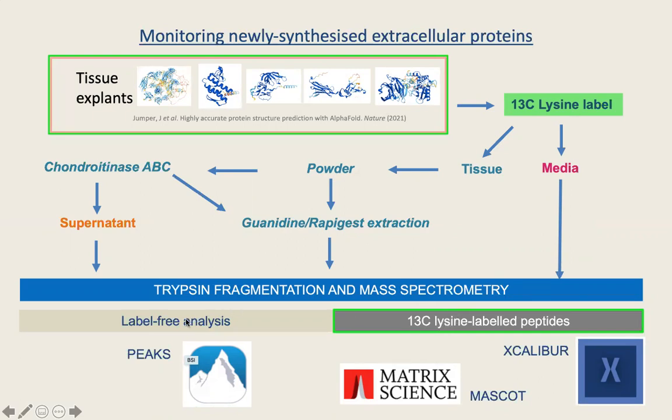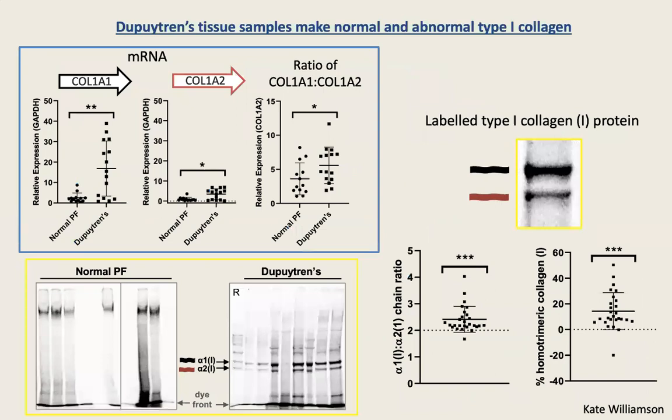We also did a label-free analysis to look at the proteins that were present in the tissues before the start of the labeling period, so that were not newly synthesized during that time. So firstly, looking at type 1 collagen, we looked at the messenger RNA, and this was increased for col1A1 and col1A2, consistent with previous studies, but the ratio of col1A1 to col1A2 was also increased, which indicates that potentially this could be driving formation of type 1 collagen homotrimer.